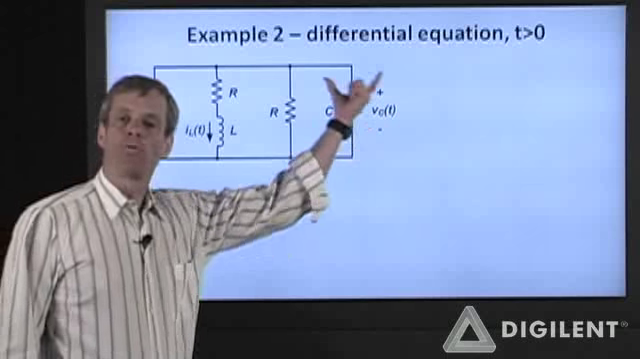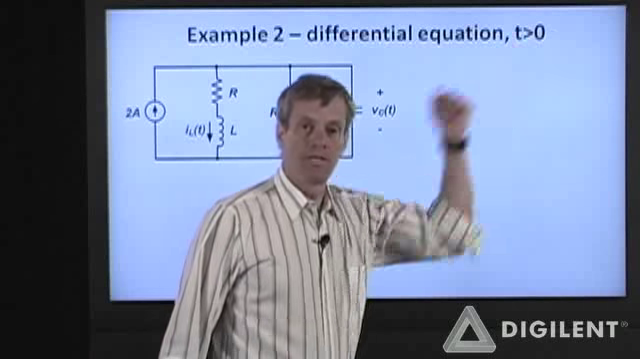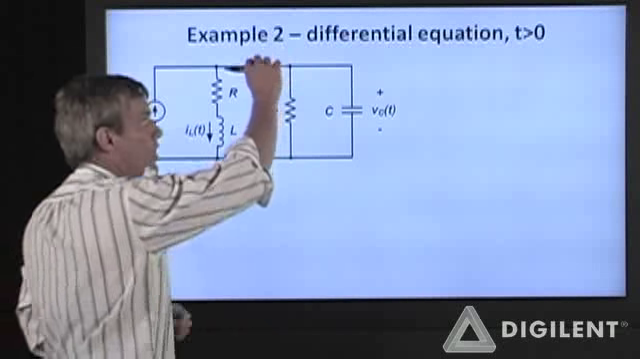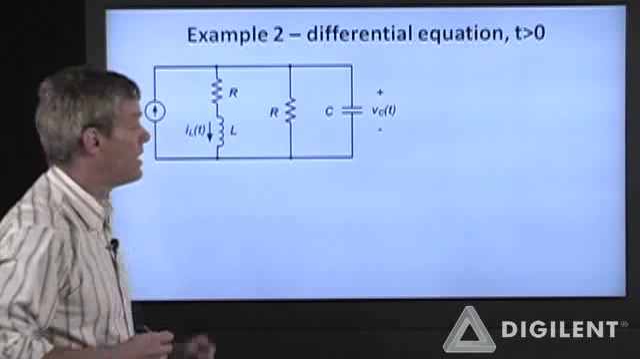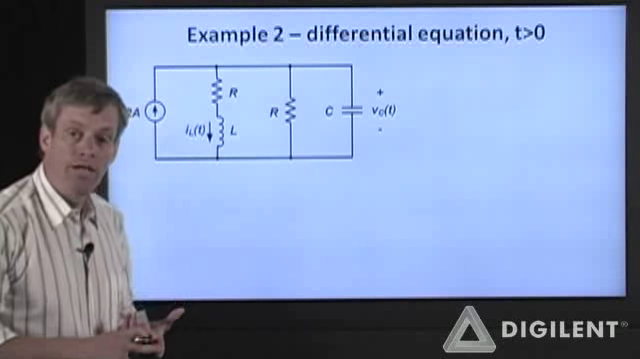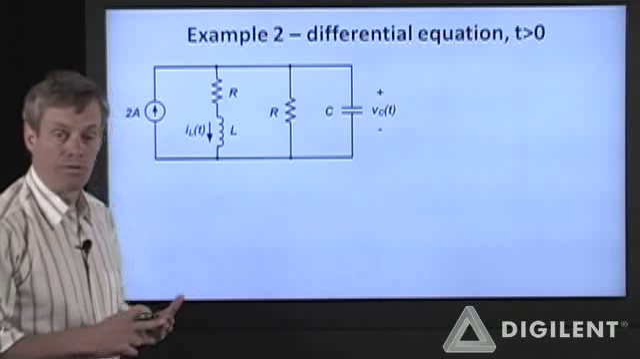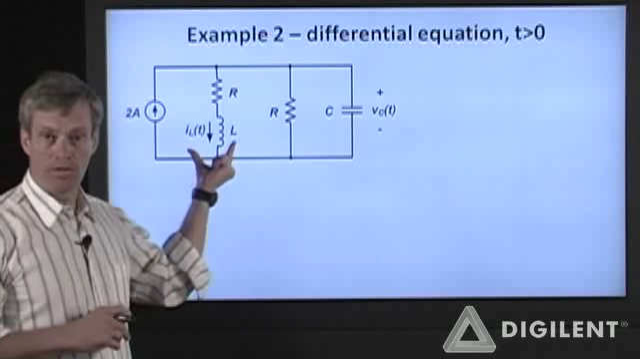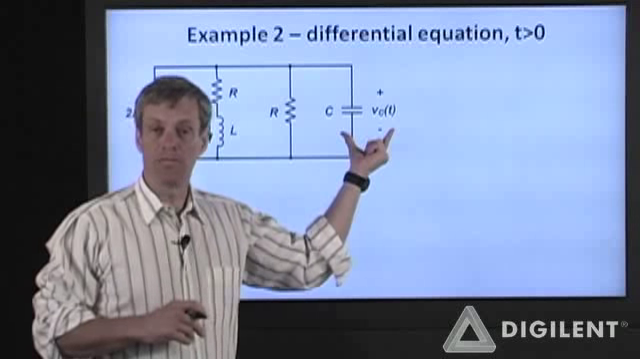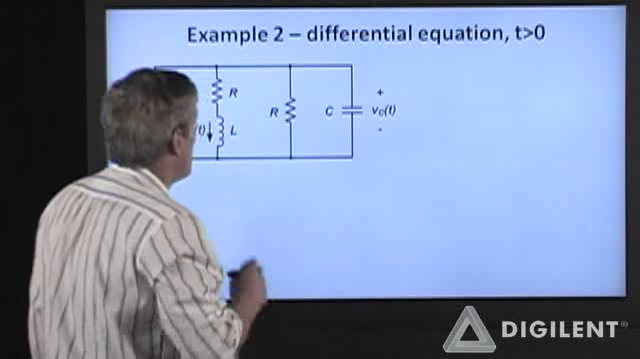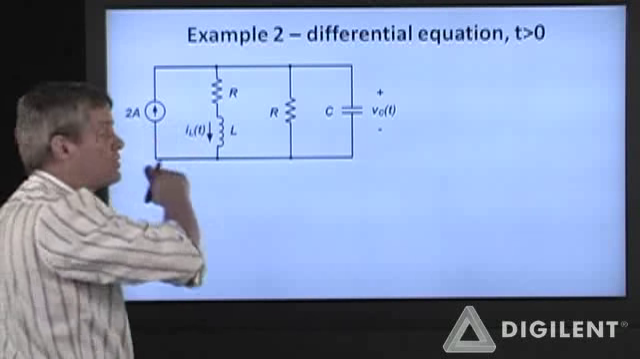Okay, this is the appropriate circuit for time greater than 0. The switch has closed. This has become a short circuit between these two nodes. I'm going to write two equations in my two unknowns. My two unknowns being the current through the inductor, I sub L of t, and the voltage across the capacitor, V sub c of t. So I need to find two equations.